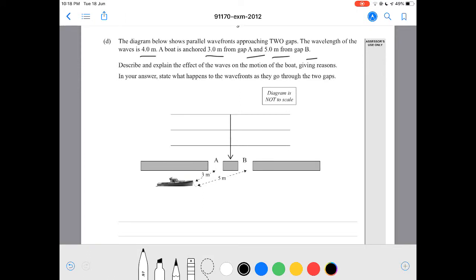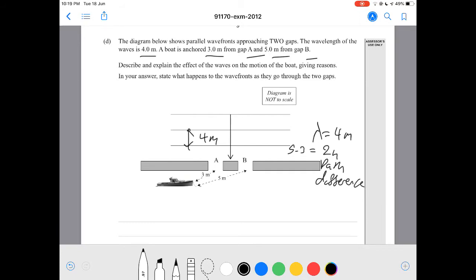As you can see, A travels 3 meters to get to the boat, and B travels 5 meters in order to get to the boat. B has to travel 2 meters further. It's good to note down that the wavelength of the wave is 4 meters. So wavelength equals 4 meters, and the difference, 5 minus 3, equals 2 meters. That's the path difference.